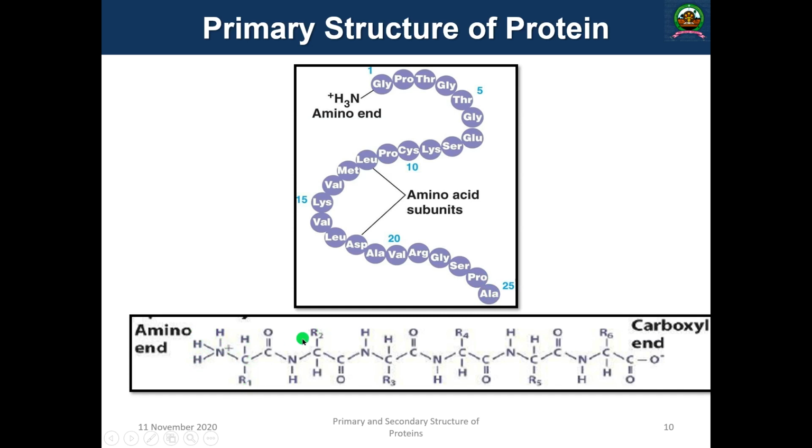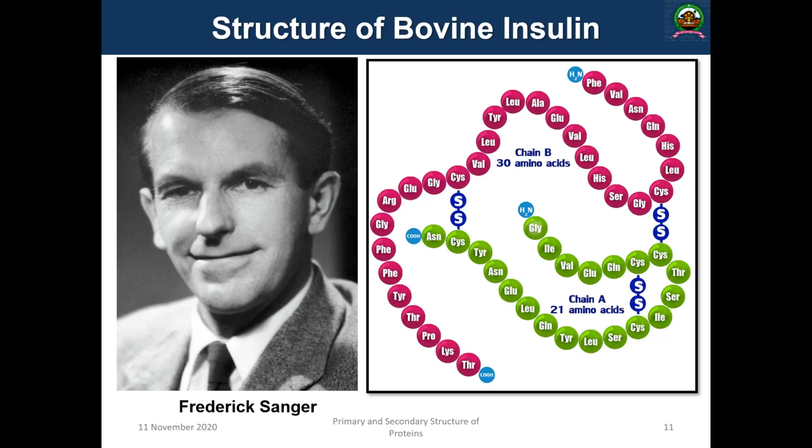Here you can see R1, R2. This R1 is the side chain of the first amino acid, and R2 is the side chain of the second amino acid. Here the CONH link, then R3, then R4, CONH link, then R5, R6. You can see the trans configuration. So this is the first bond, second bond, third bond, fourth bond, fifth bond. All of these are peptide bonds. So if the protein is stabilized like that, that is known as the primary structure of the protein.